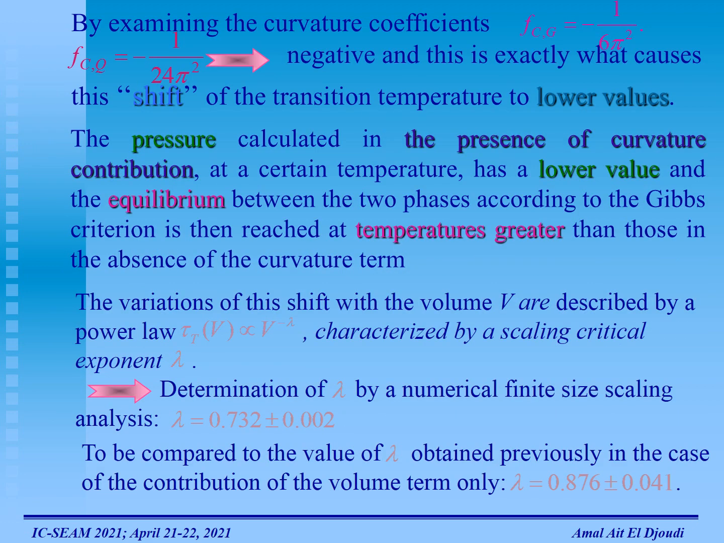By examining the curvature coefficients, we see that the two are negative, and this is exactly what causes this shift of the transition temperature to lower values. The variations of this shift of the transition temperature with the volume are described by a power law of this form, characterized by a scaling exponent lambda.